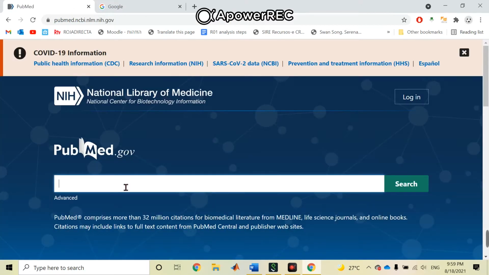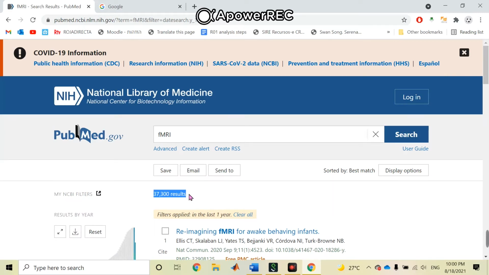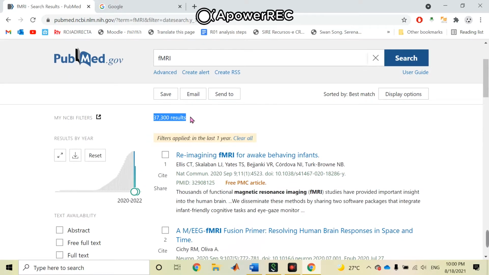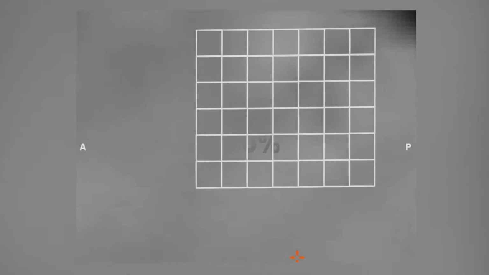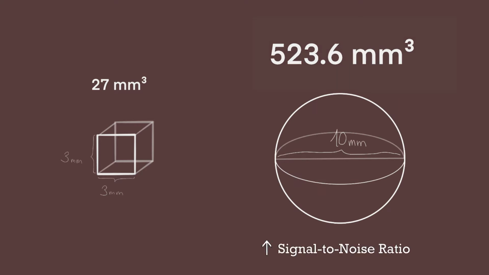Over the last 12 months, more than 35,000 fMRI studies were published in scientific journals. The resolution of fMRI is about 27 cubic millimeters, that is 3 by 3 by 3 millimeters. However, most of the research is done by analyzing the connectivity patterns between bigger regions in order to improve the signal-to-noise ratio.